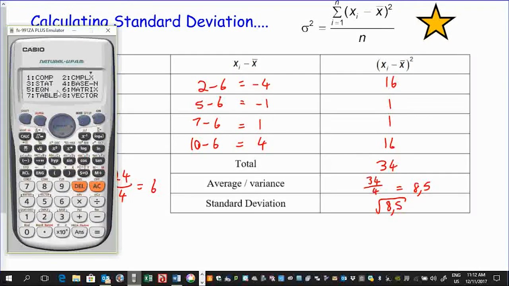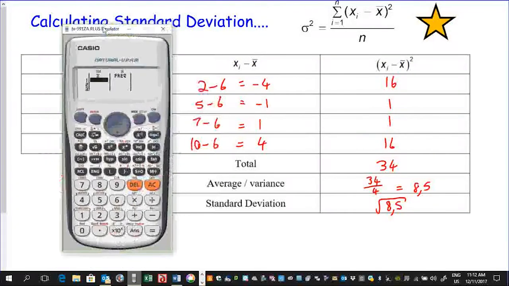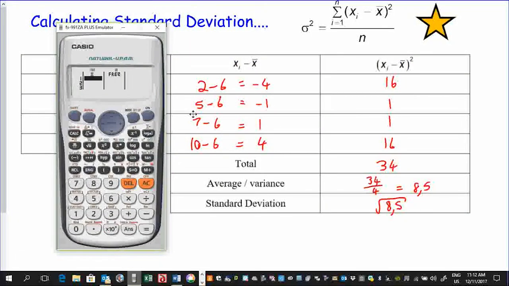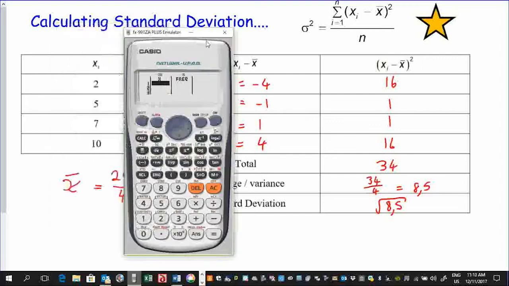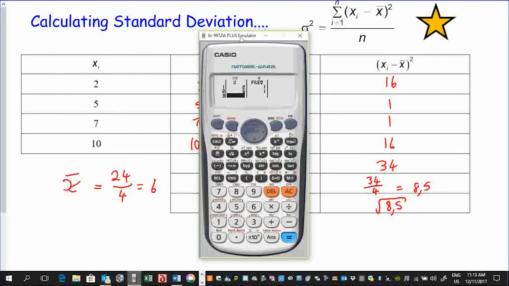Right, so we go mode, stat, and we're going for one variable stats. You'll notice I've got the frequency mode turned on my calculator. That's a good idea, and I'll show you how to turn that on just now. But we're going to put in our data items: 2, 5, 7, and 10.